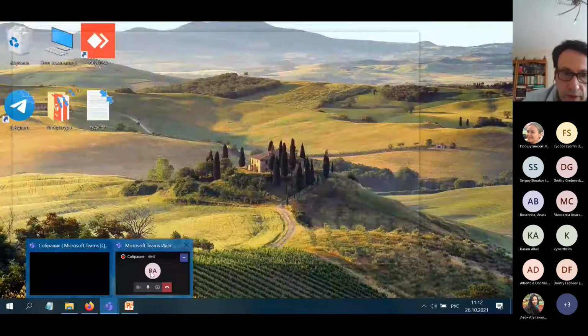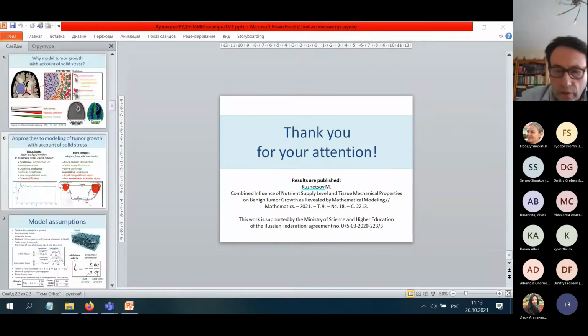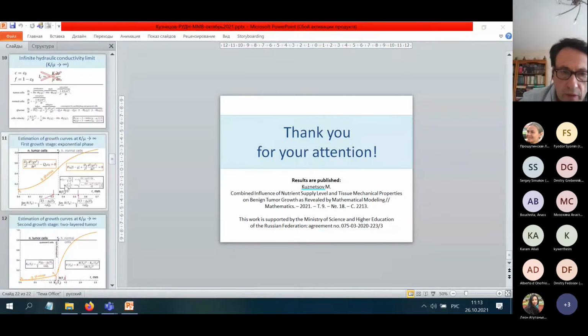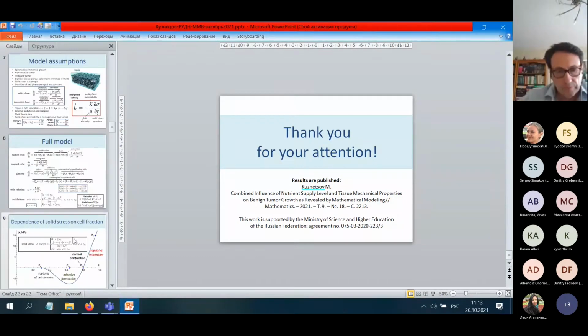Could you please explain to us, or maybe summarize, since maybe I missed it: you introduced solid stress in the model. Could you please explain in a simple way how this solid stress acts on tumor growth? Does it accelerate it, or does it just decelerate it?